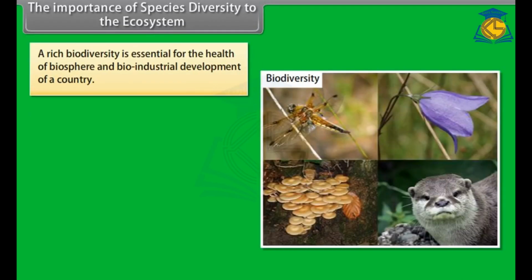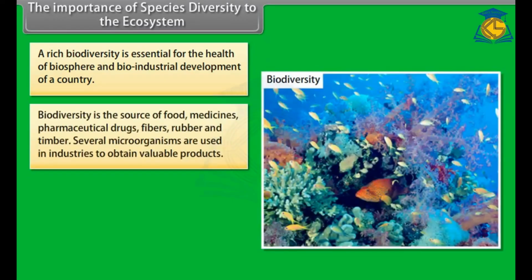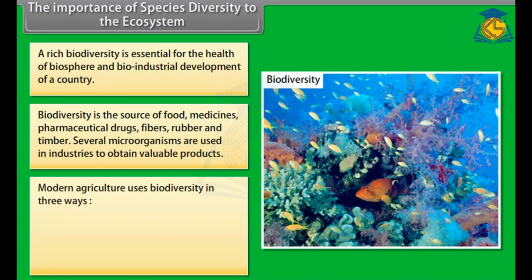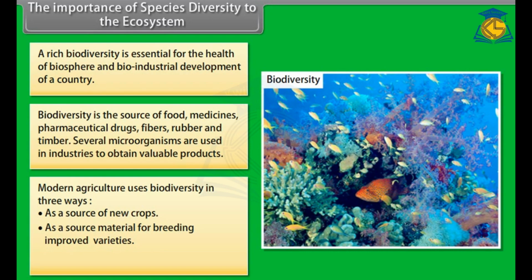The importance of species diversity to the ecosystem. A rich biodiversity is essential for the health of the biosphere and bioindustrial development of a country. Biodiversity is the source of food, medicines, pharmaceutical drugs, fibers, rubber and timber. Several microorganisms are used in industries to obtain valuable products. Modern agriculture uses biodiversity in three ways: as a source of new crops, as a source material for breeding improved varieties, and as a source of new biodegradable pesticides.